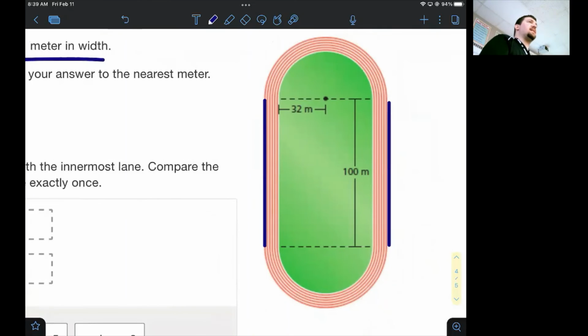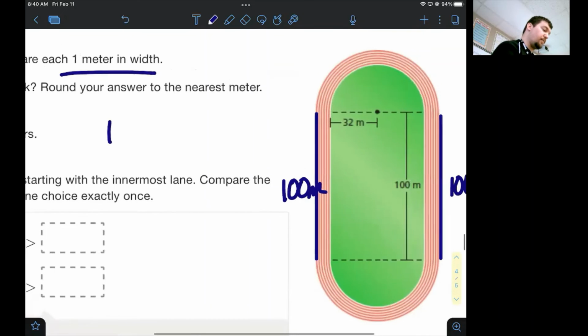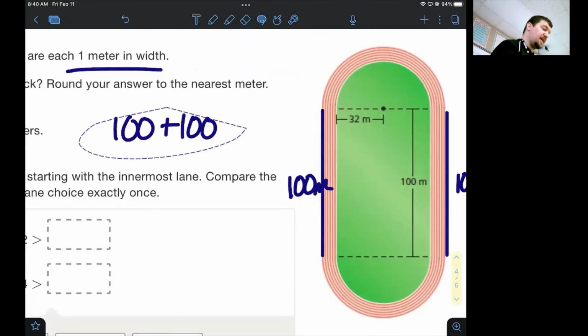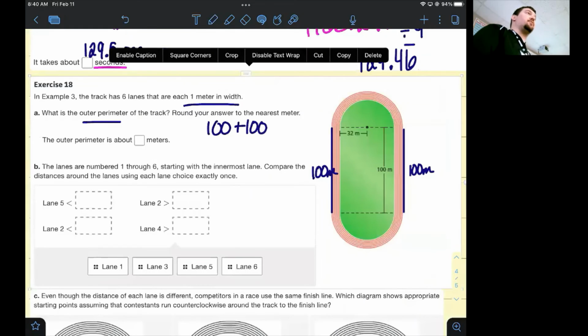Now, whether I'm doing the inside or outside lanes, these 2 straightaways are still both 100 meters. So again, 100 meters and 100 meters. So I know for sure that I'm going to do 100 plus 100. And that's going to give me 2 of my, how many total sides do I have?